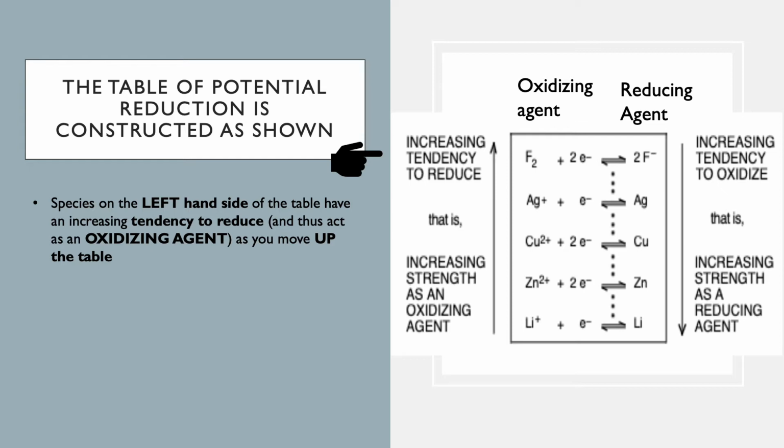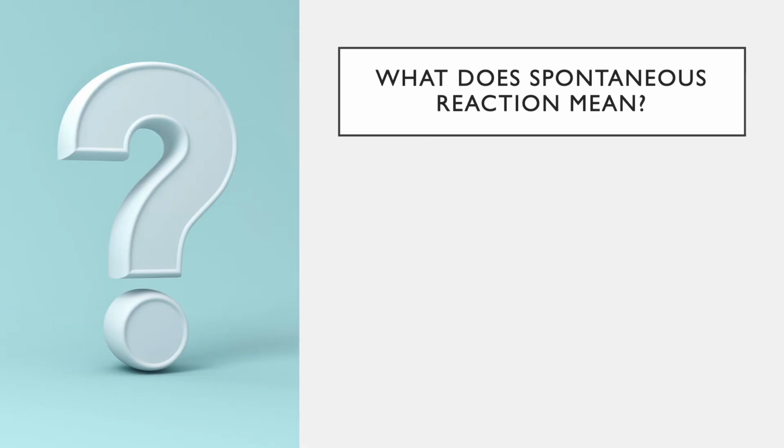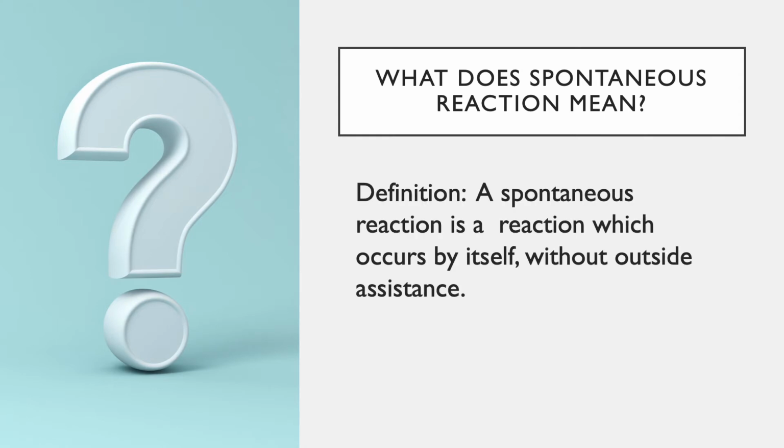On the right side of the table, there is also the cell potential, represented by E, and it's measured in volts. The higher the cell potential, the stronger the oxidizing agent. Another thing we need to know about is spontaneous reaction. Here's a quick definition for it. A spontaneous reaction is a reaction which occurs by itself, without outside assistance.